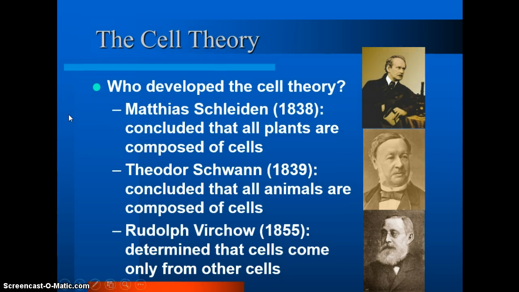The cell theory. Who developed the cell theory? Matthias Schleiden in 1838 concluded that all plants are composed of cells. Theodor Schwann in 1839 concluded that animals are composed of cells. And Rudolf Virchow in 1855 determined that cells come from only other cells. It's the only place that they can come from.